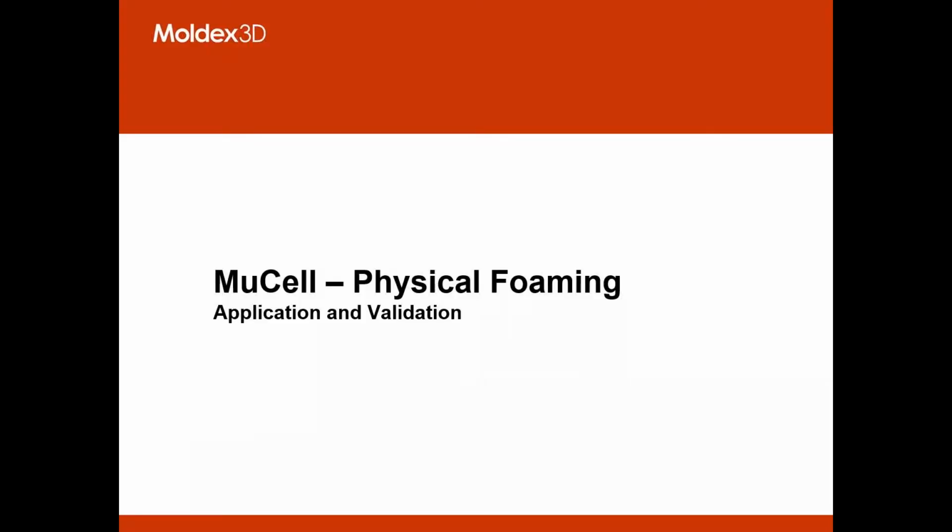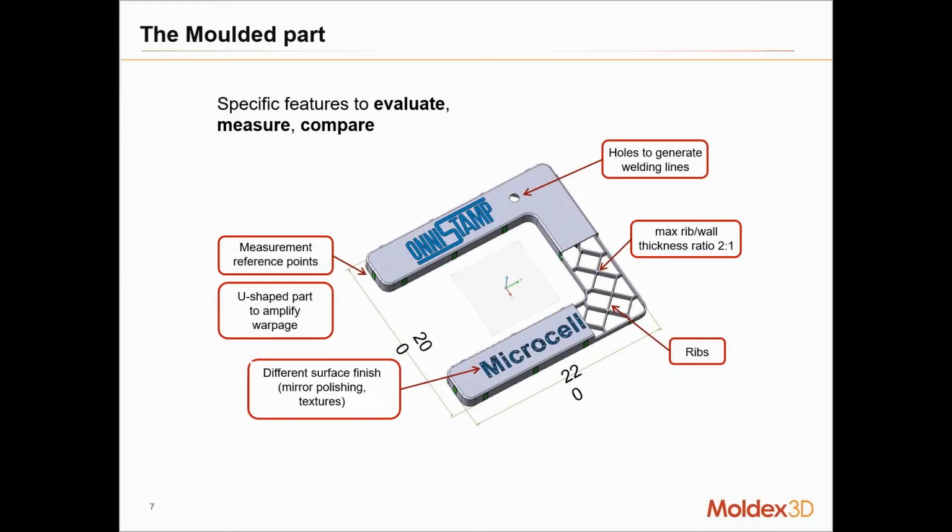The first type of foaming that we're going to touch upon is physical foaming, and in particular, the MuCell process. MuCell is a patented trademark of the Trexel company. I'm going to take an example and walk everybody through how it works and what a MuCell process looks like on an example part.